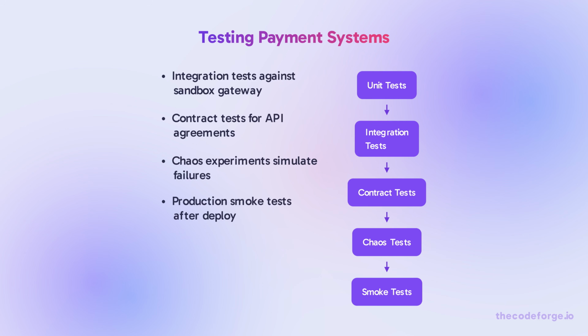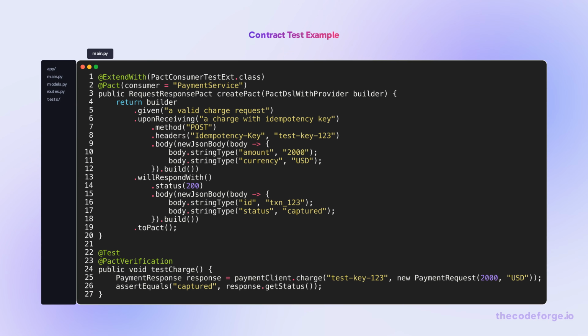Testing a payment system requires more than happy path unit tests. You need integration tests against a sandbox, contract tests to catch API changes, and chaos experiments that simulate timeouts and duplicates. This consumer-driven contract test verifies that the payment service and gateway agree on the API. If the gateway changes a field name, this test breaks before production. It's your early warning system.